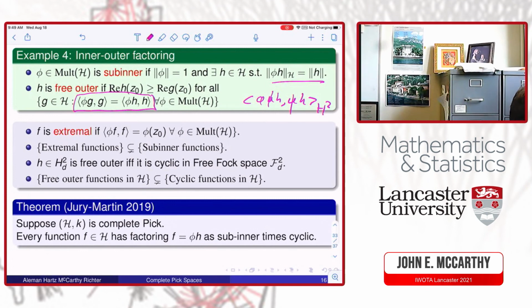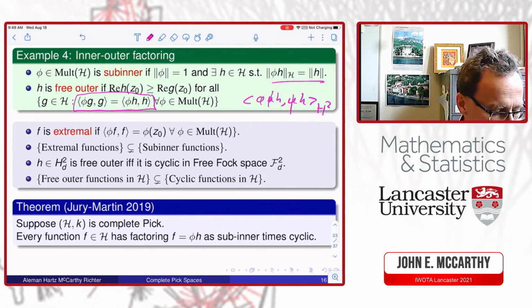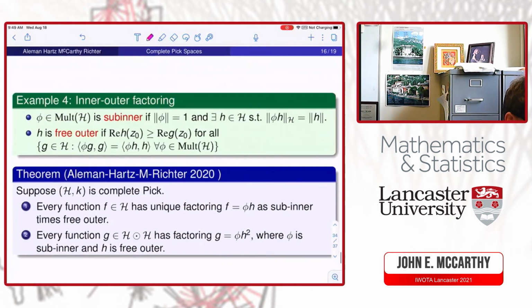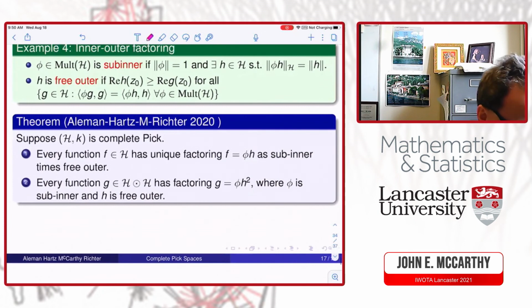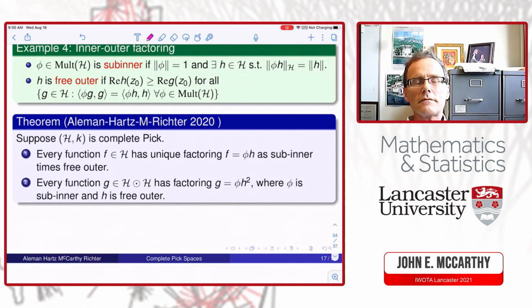Let me skip the next bit. So in 2019, Jury and Martin showed that in every complete Pick space, you can always factor a function as a sub-inner times a cyclic function. You can show that every free outer function is cyclic, but not conversely. If you replace cyclic by free outer, you get a unique factorization. Every function can be uniquely factored as a sub-inner times a free outer. And in the free product, you can factor every function as a sub-inner times the square of a free outer.